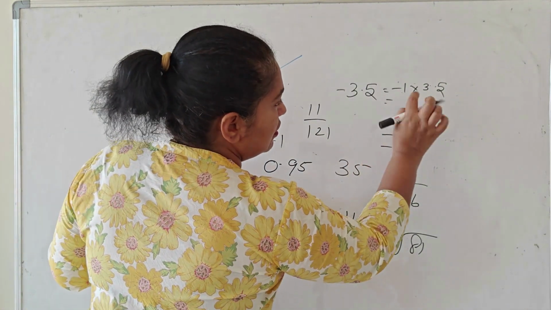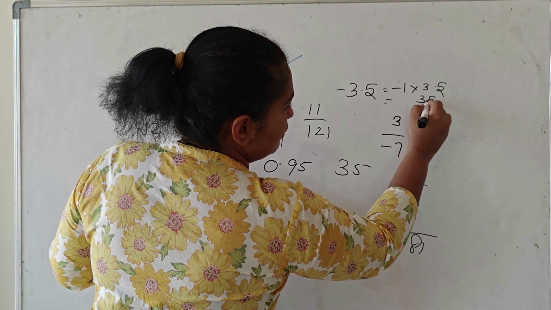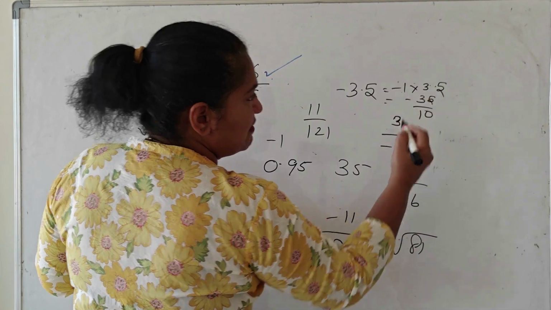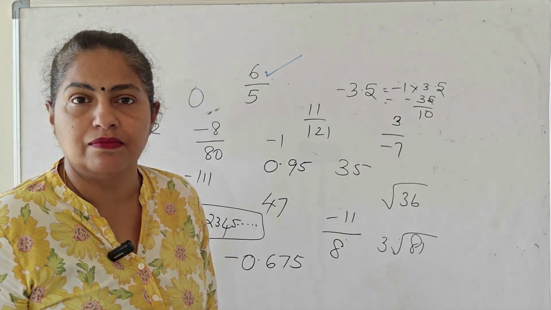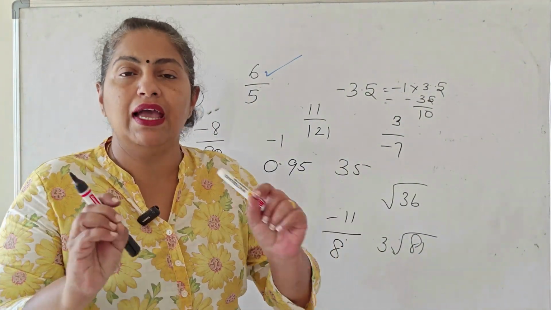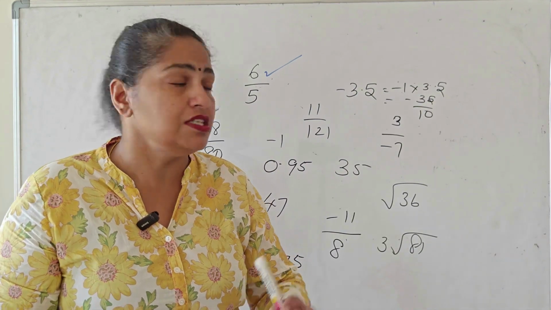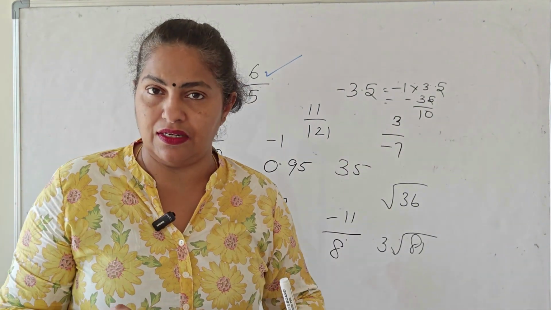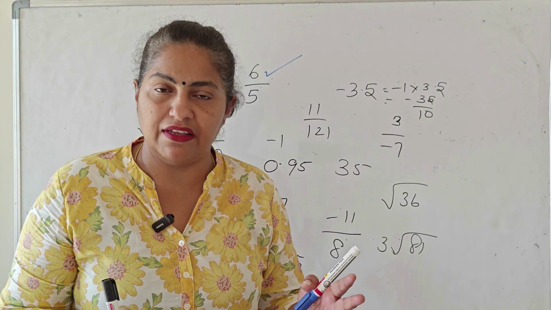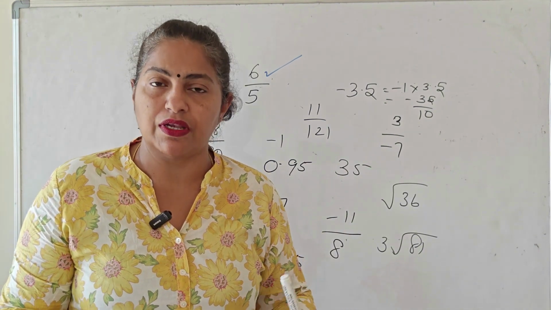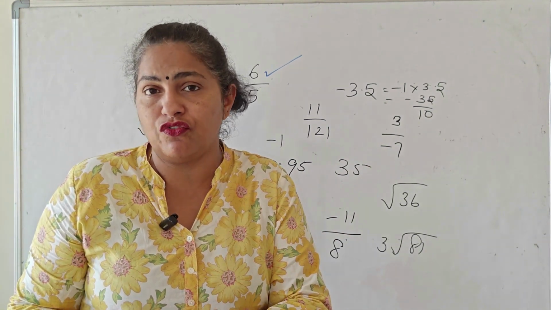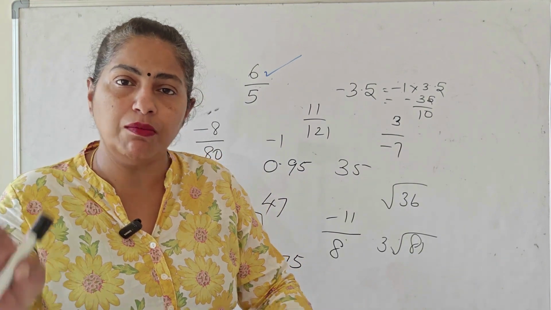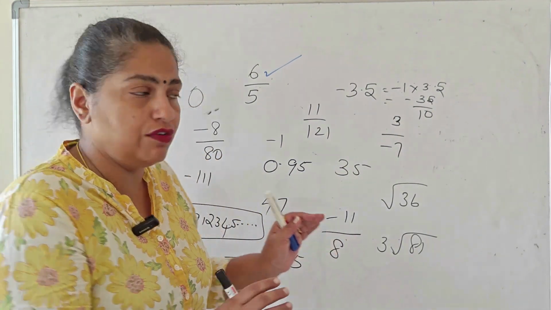Correct. Now, 3.5 is 35 by 10, or this is basically minus 35 by 10. So, since minus 35 and 10 are integers, I can say that minus 3.5 is a rational number. Now, is it represented in the lowest form? It is not represented in the lowest form. So, now let us convert it into the lowest form.